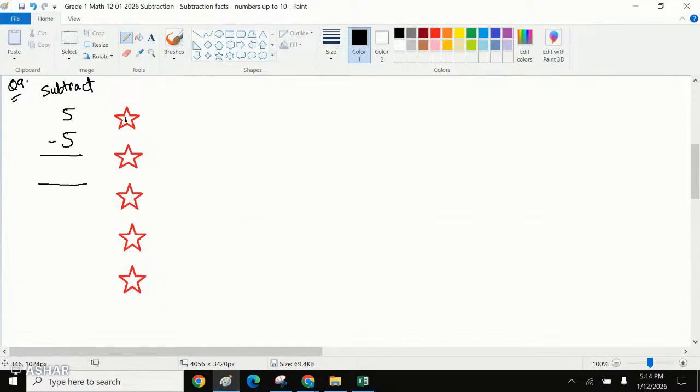Can we write down the numbers? 1, 2, 3, 4, and 5, right? So once we had 5 stars and we remove how many? We remove the 5. 1, 2, 3, 4, and 5. That means in the end we are left with nothing, right? That means nothing in maths is a 0. So we can say the difference is 0.